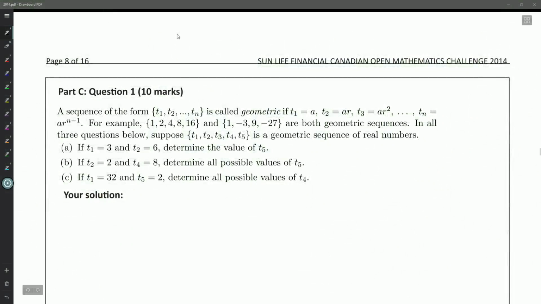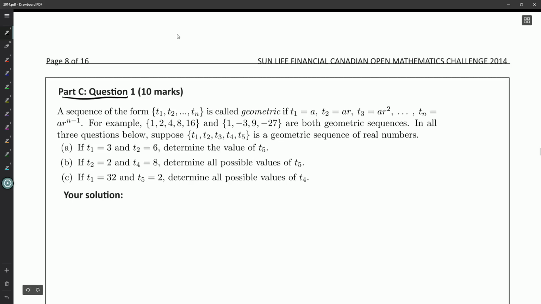We're going to be starting Part C on our 2014 Canadian Open paper. I didn't mean to cross out the whole thing, I just wanted to underline it. So what have we got? We have to keep in mind we need to justify things, write things down, and be very clear in what our answers are for the markers.